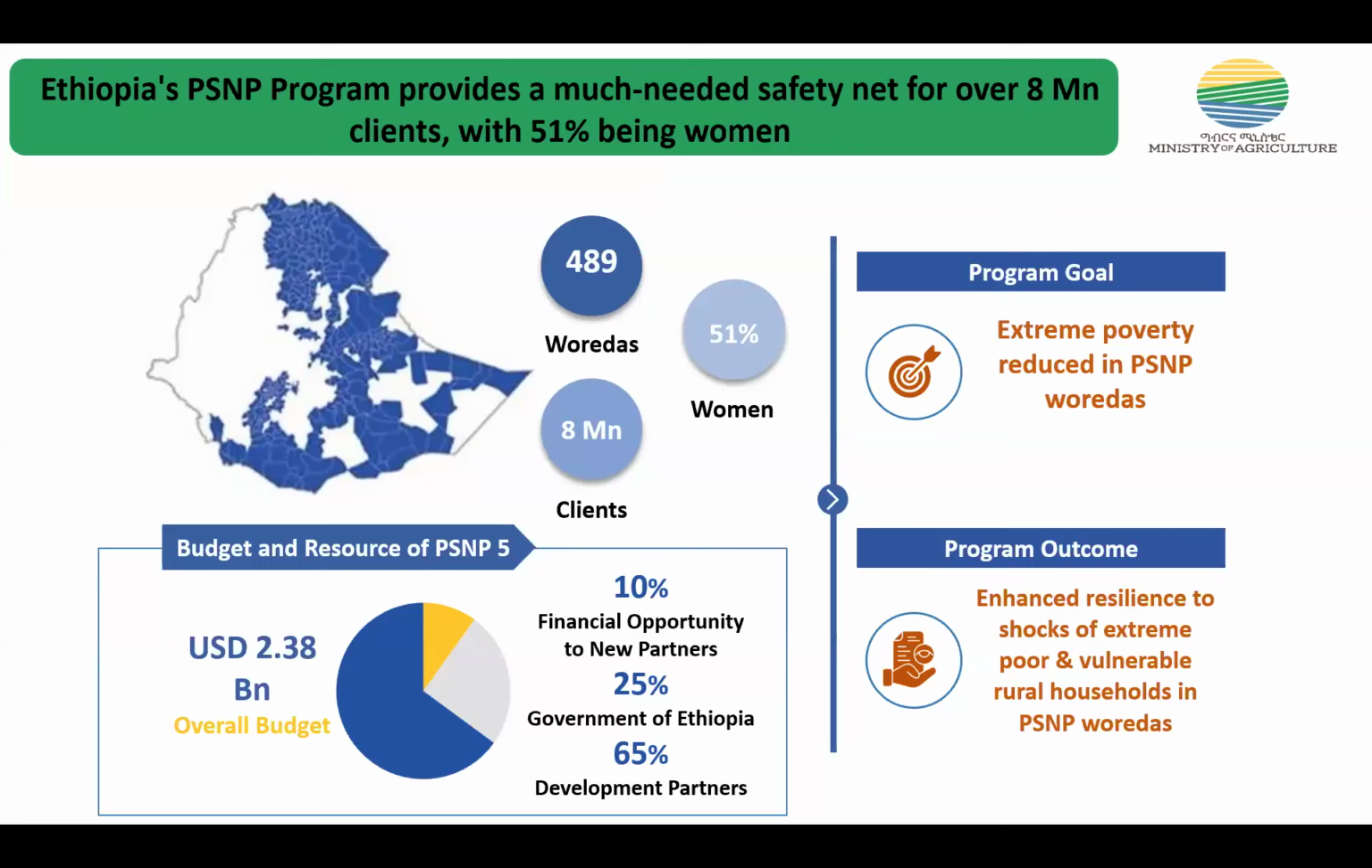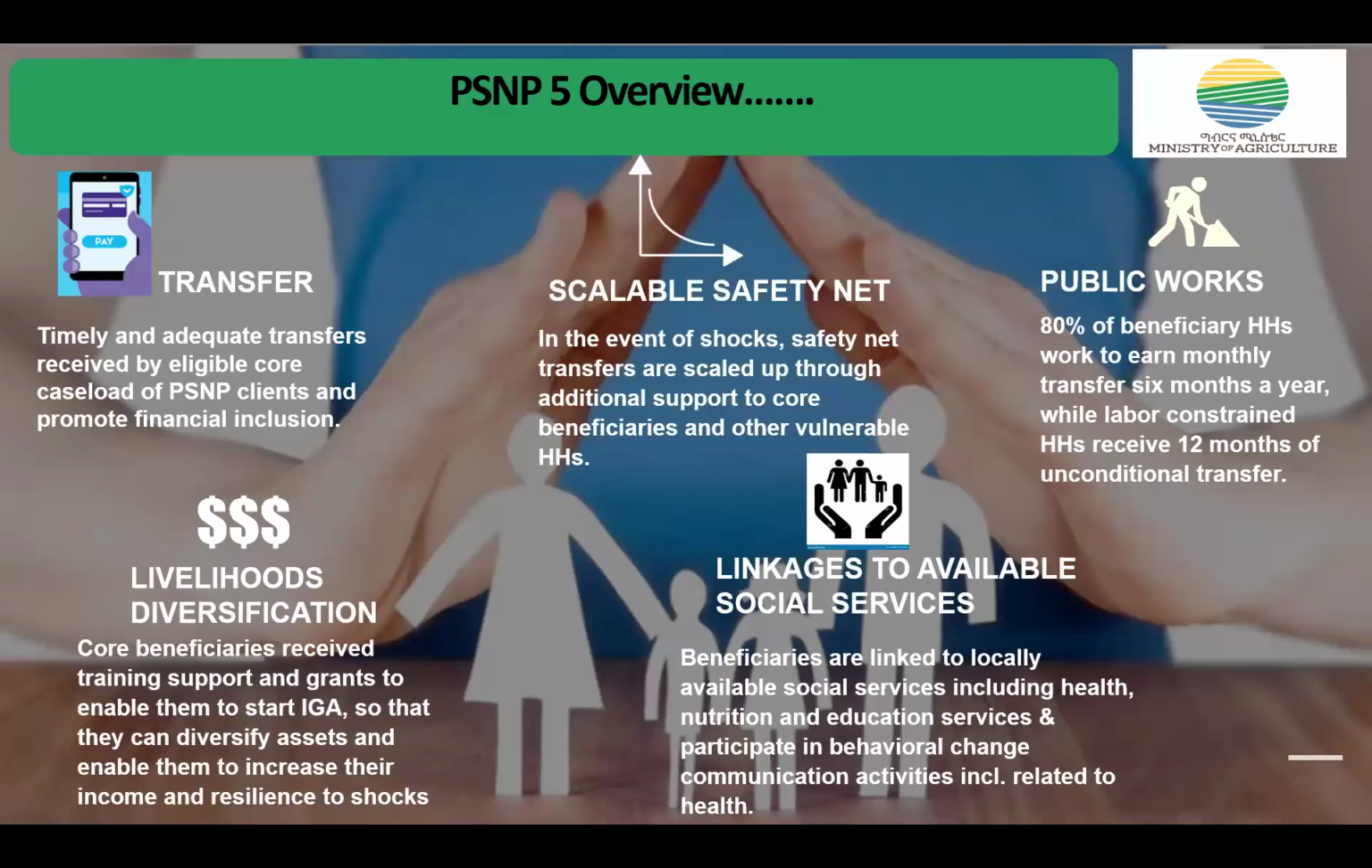Apart from the program management, the first one is transfer. This is timely support to smoothen the food gap for those poor and vulnerable PSNP beneficiaries. The second one is, as I mentioned earlier, there is frequent drought happening in the country. There are also other shocks, like COVID previously. We trigger resources on top of the regular support for PSNP beneficiaries as well as for non-PSNP beneficiaries living in the same program areas.